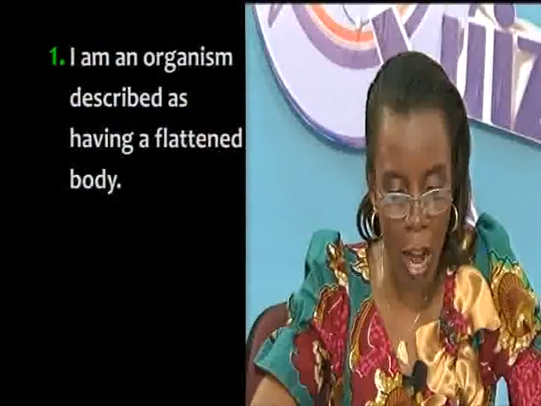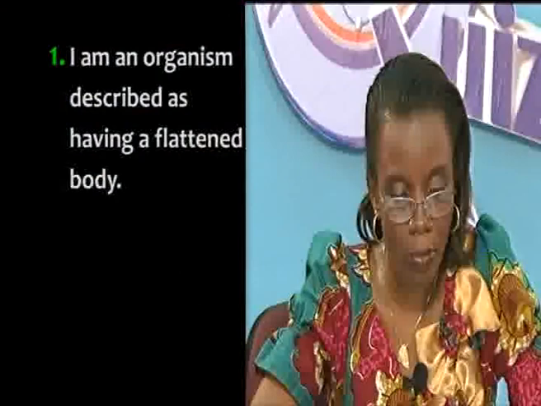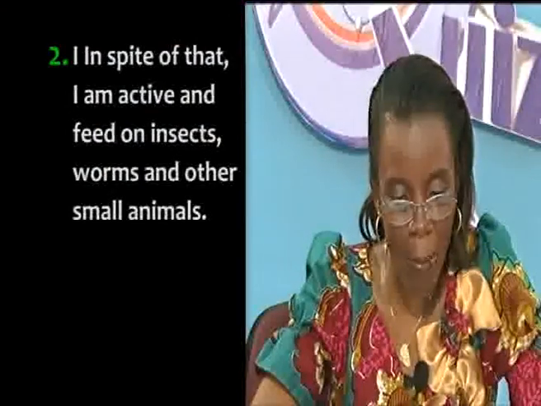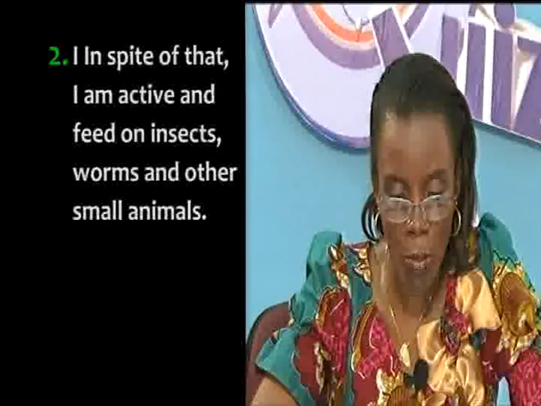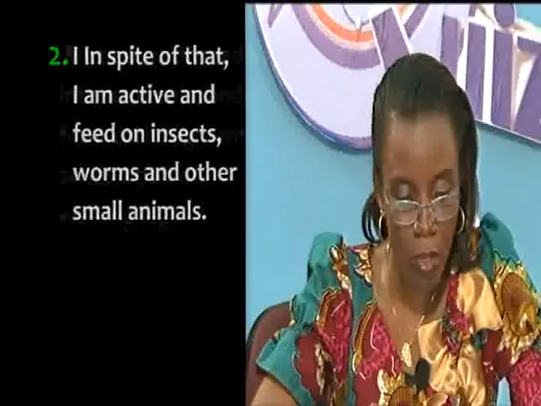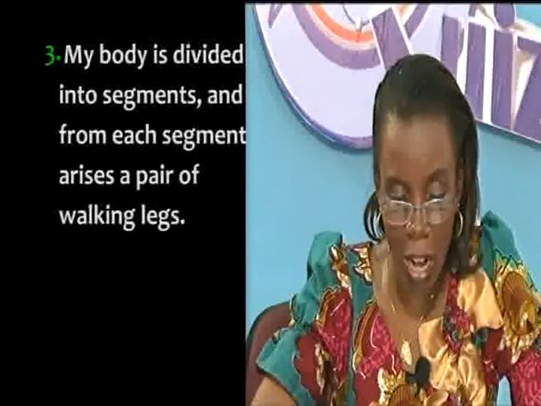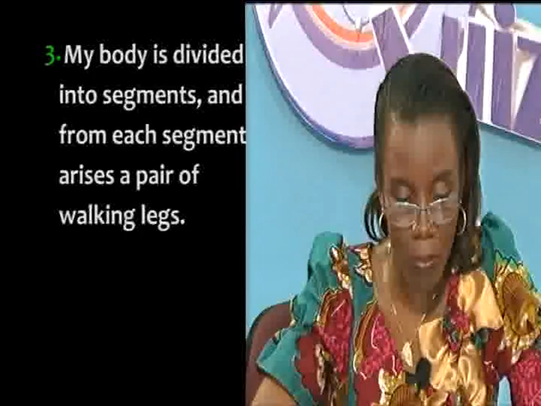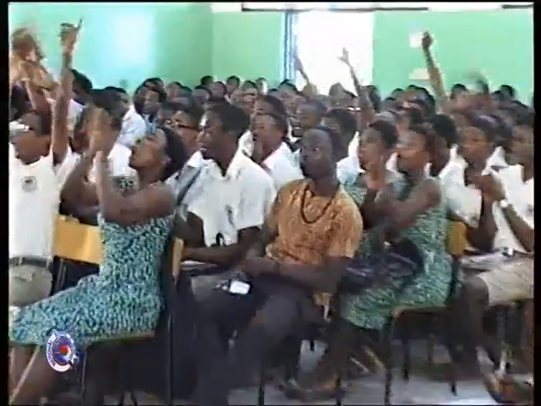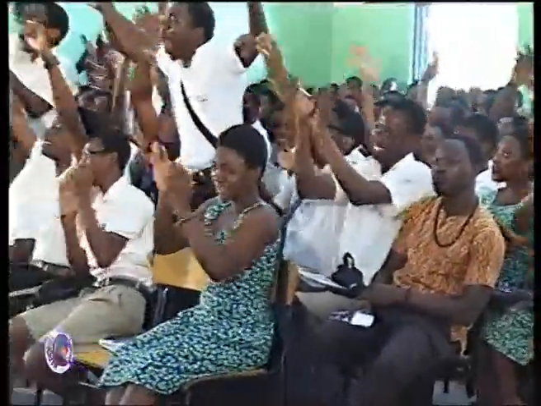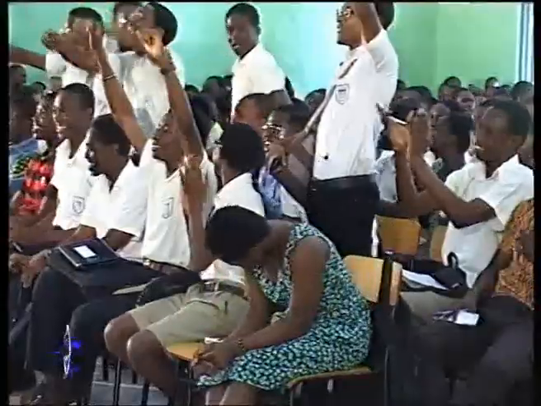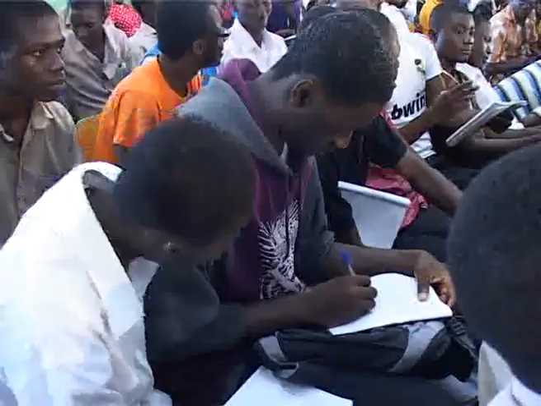Next riddle. I am an organism described as having a flattened body. In spite of that, I am active and feed on insects, worms, and other small animals. My body is divided into segments, and from each segment arises a pair of walking legs. Achimota School. Centipede. They solved the riddle on the third clue, 3 points.